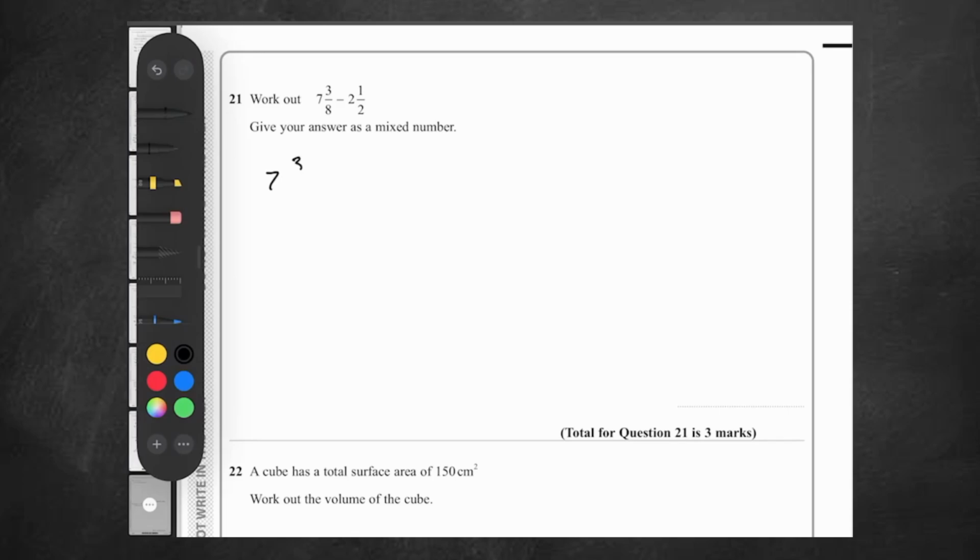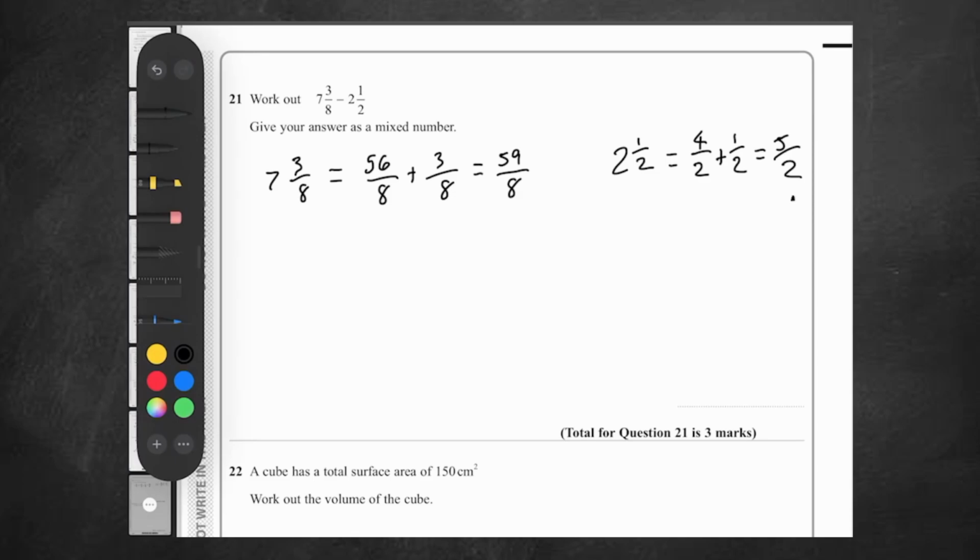So 7 3/8 is the same as 56 over 8 plus 3 over 8, as 7 times 8 is 56. That will be 59 over 8. And then our second number, 2 1/2, is going to be the same as 4 over 2 plus 1 over 2, or 5 over 2. Then we need to make these common denominators. And since 2 goes into 8, let's just convert this immediately into 8 by timesing the top and the bottom by 4. So 20 over 8.